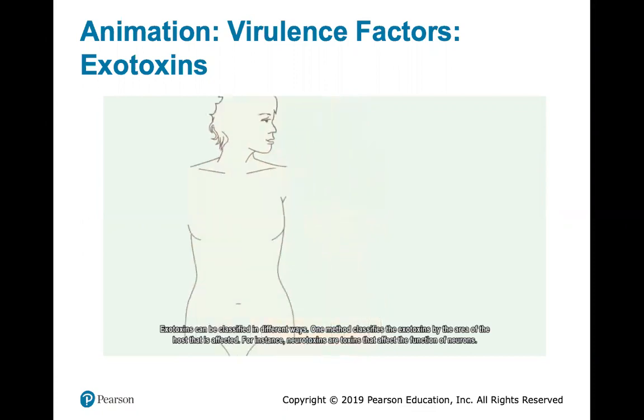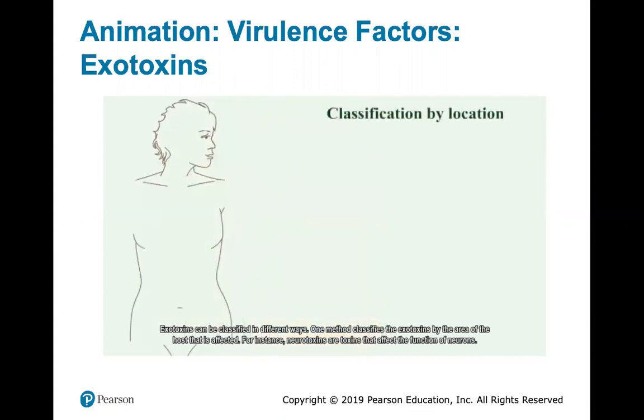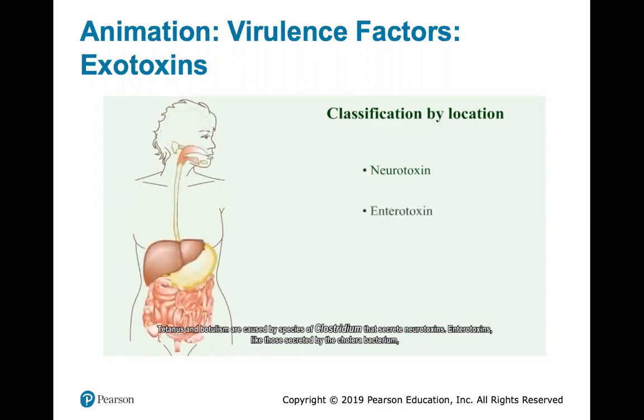One method classifies the exotoxins by the area of the host that is infected. For instance, neurotoxins are toxins that affect the function of neurons. Tetanus and botulism are caused by species of Clostridium that secrete neurotoxins. Enterotoxins, like those secreted by the cholera bacterium, affect the lining of the intestinal tract.